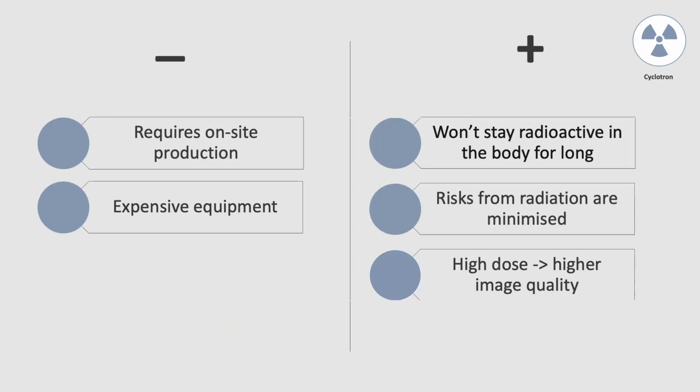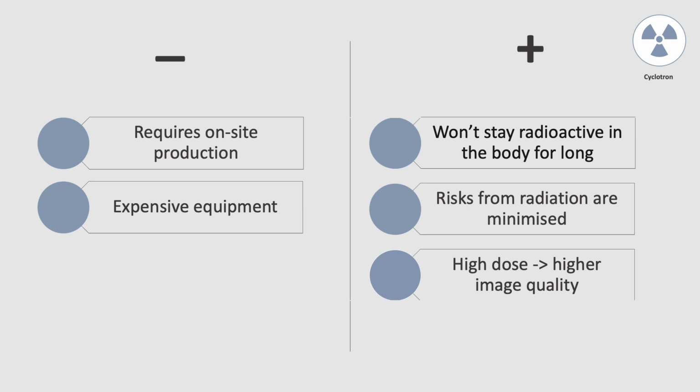There are pros and cons of having a short half-life. One problem is that the radioactive isotope needs to be produced on site. If it were produced externally, it would have decayed almost completely by the time it reached the PET scanner. This calls for having special equipment on site, for instance, a cyclotron, which is very expensive. On the other hand, having a short half-life means that the radiotracer won't stay radioactive in the patient's body for a long time. This means that the risk of experiencing long-term health problems from the radiation is minimized.